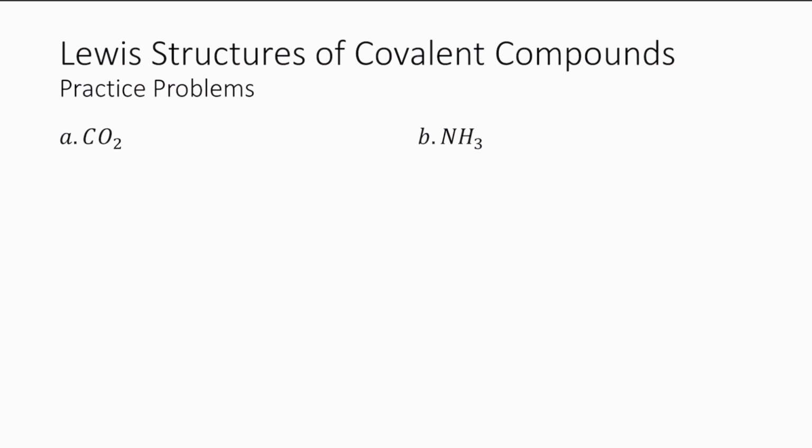All right, hopefully you have your Lewis structures. Let's look at this together. For this one, I'm just going to get the total valence electrons. I'm not going to show again how I got them. So carbon has a total of 4, and oxygen has 6 valence electrons, but I have 2 of them for a total of 12. So there's going to be 16 valence electrons.